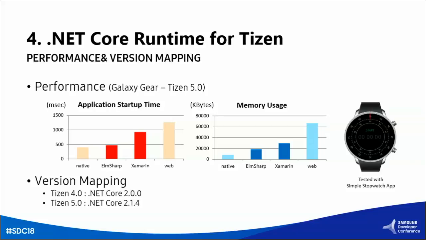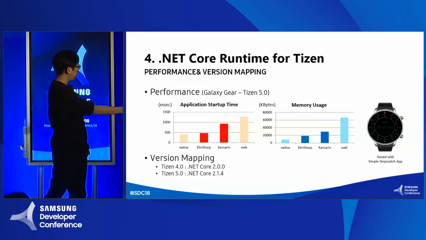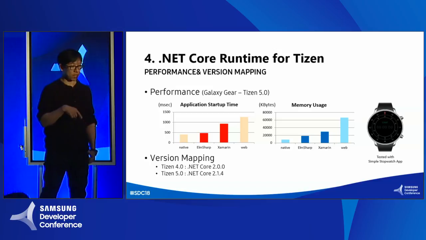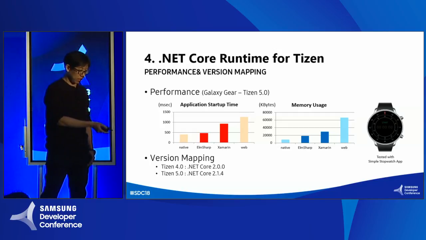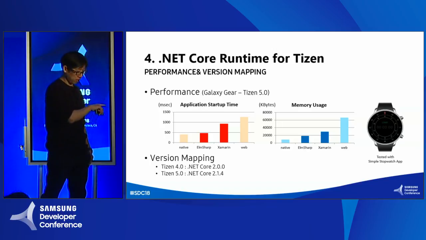I mentioned we optimized the .NET runtime on Tizen devices. To give you more specific numbers on how fast it can be, you can see the watch application on your right side. We tested this app. We wrote this app very similarly in native, C#, and also as a web application, which are the three application models Tizen provides. And as you can see, first let's look at the startup time. This is in milliseconds. Native launches in under 500 milliseconds, and web is over 1 second.